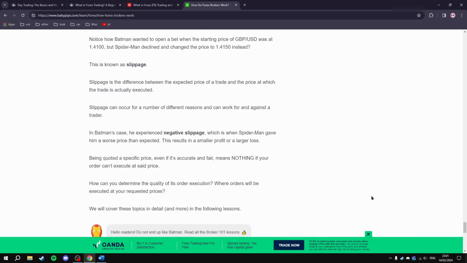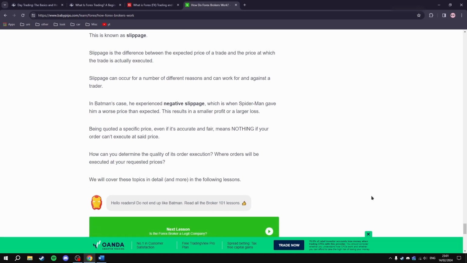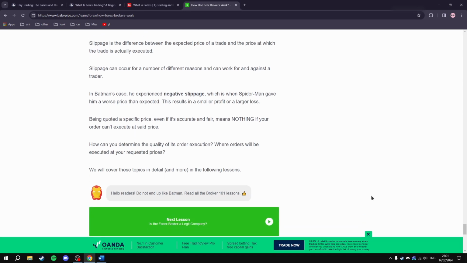Notice how Batman wanted to open a bet when the starting price of GBPUSD was at 1.41, but Spider-Man declined and changed the price to 1.4150 instead. This is known as slippage. Slippage is the difference between the expected price of a trade and the price at which the trade is actually executed.